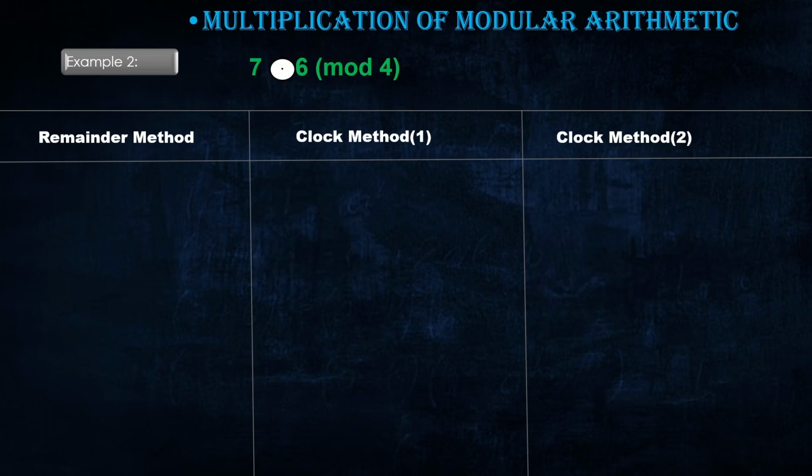Example 2. In this case, we are going to multiply 7 by 6, which is going to give us 42. And then we divide by the mode, which is 4.